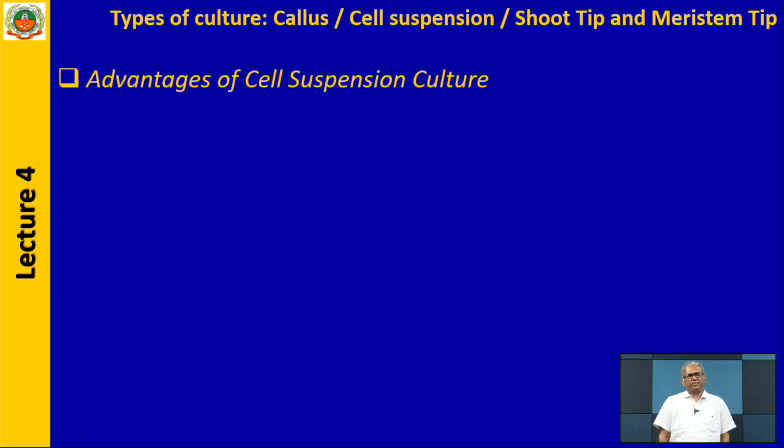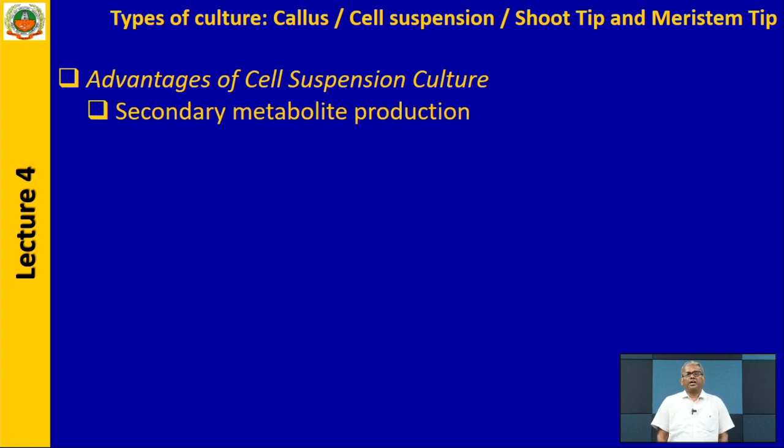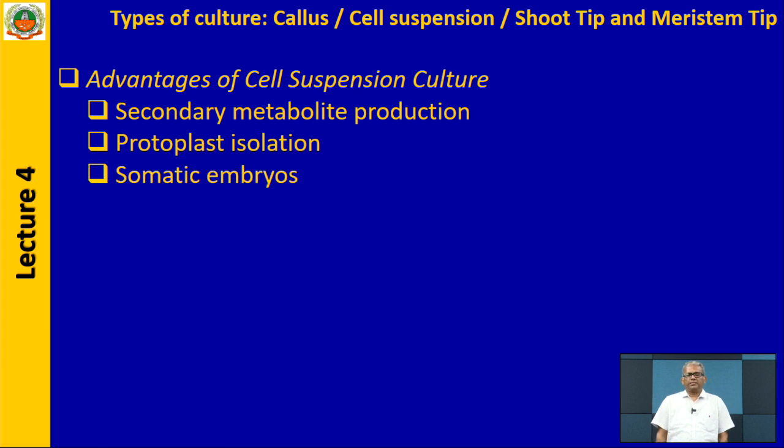Having known the characteristics, it is necessary to understand the utilities or advantages of cell suspension culture. The cells under suspension are used primarily for secondary metabolite production. I hope everybody knows what a secondary metabolite is. It will be explained further in the subsequent lectures. The cells can also be used for protoplast isolation, which is further used for protoplast fusion experiments. The cells can also be used for developing somatic embryos.